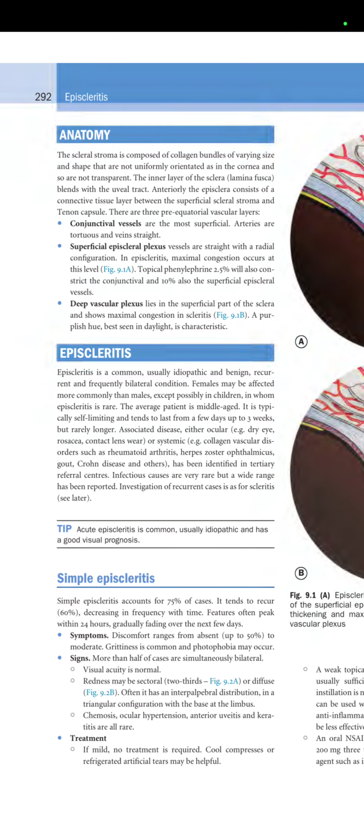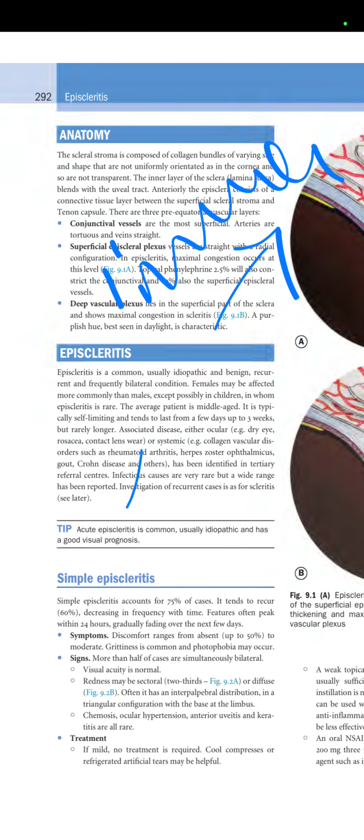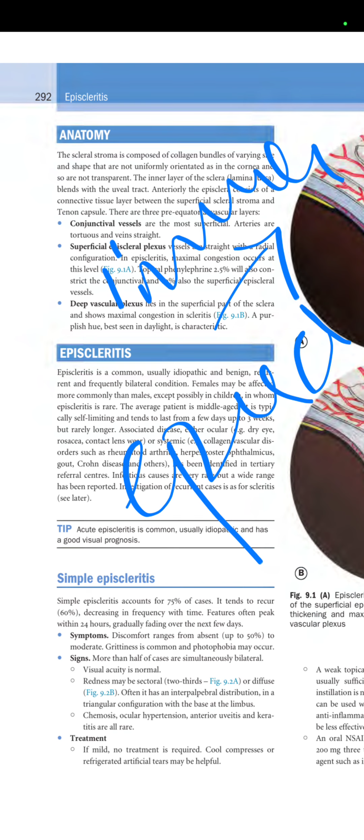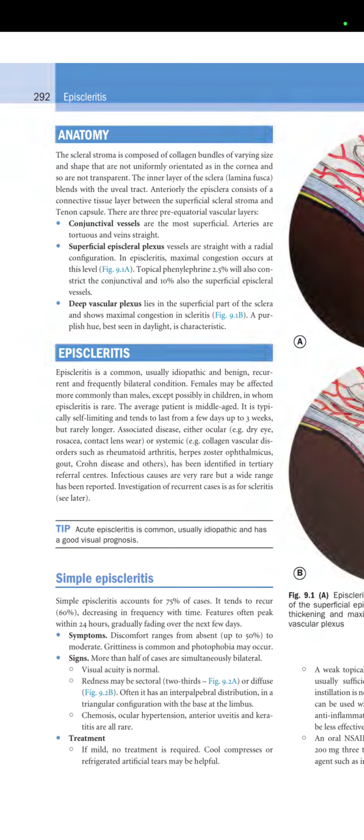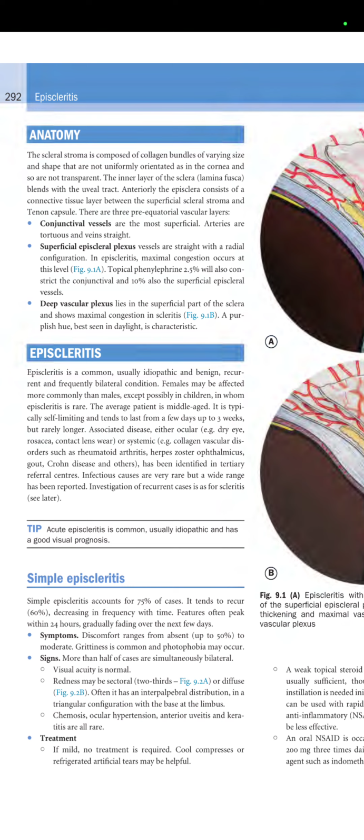Episcleritis. Basically, scleritis and episcleritis are usually immune-mediated diseases that occur where there is a systemic immunological problem, but can occur with infections as well. Episcleritis is basically the episclera becoming inflamed. It is a common, usually idiopathic, benign, recurrent, and frequently bilateral condition. So you don't know the cause. It is benign, it can recur, and it is frequently bilateral.